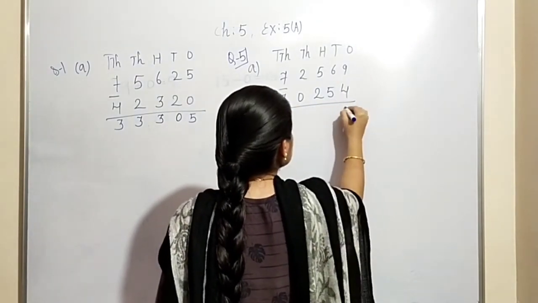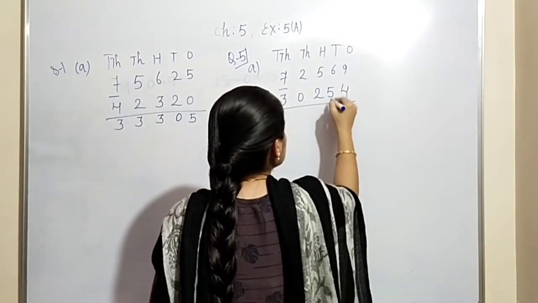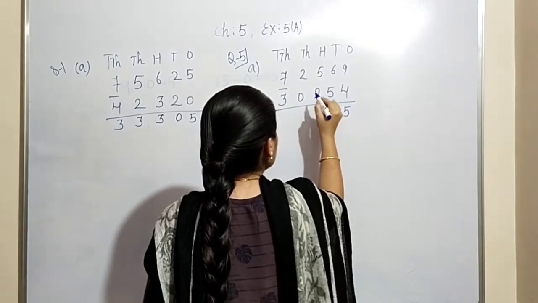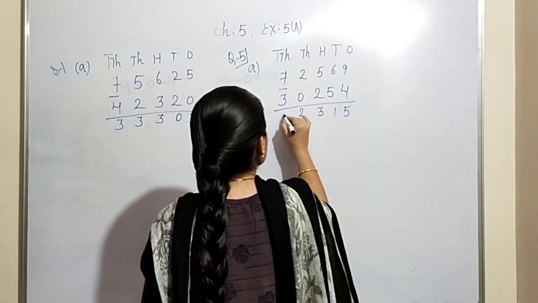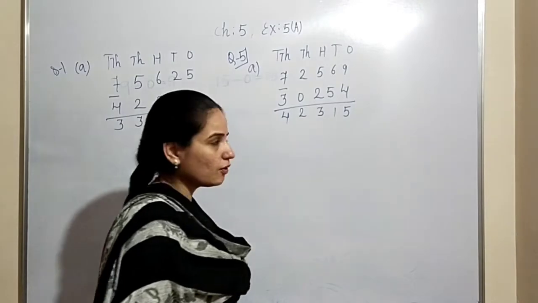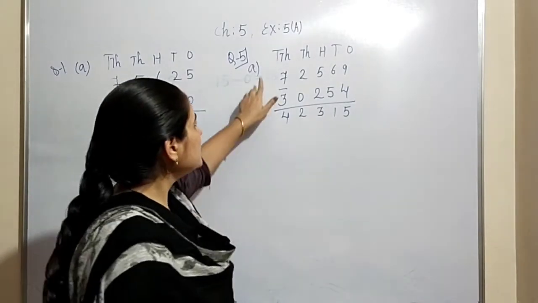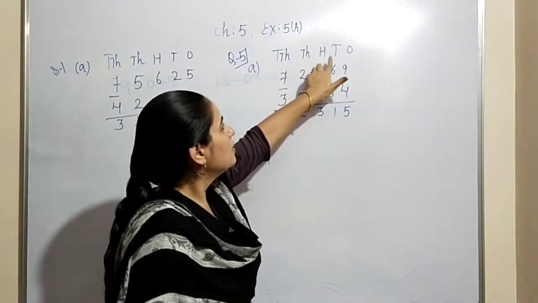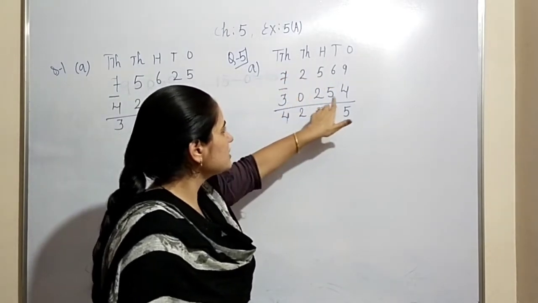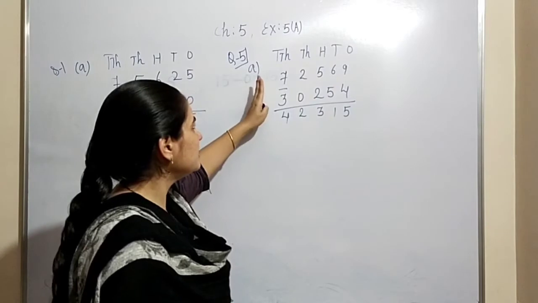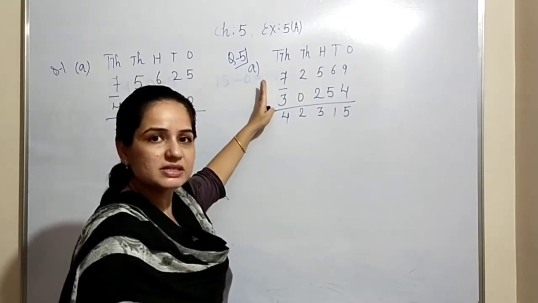See, 9 minus 4 will give us 5. 6 minus 5, 1. 5 minus 2, 3. 2 minus 0, 2. And 7 minus 3 will be 4. Here 42,315 is the answer. This way we will have to arrange the given numbers in columns first and then subtract.